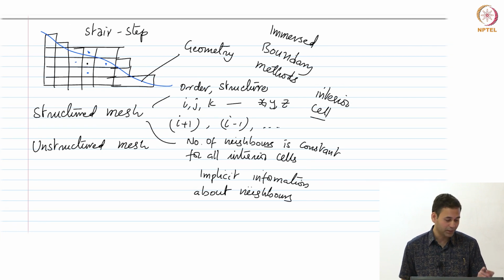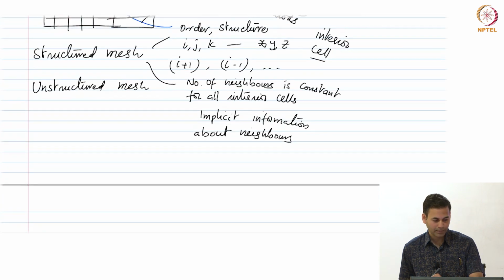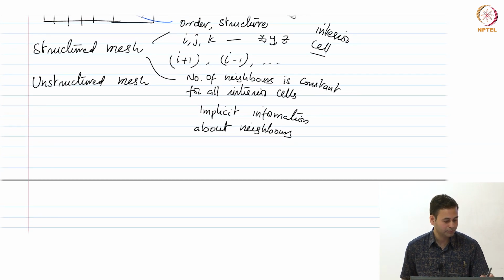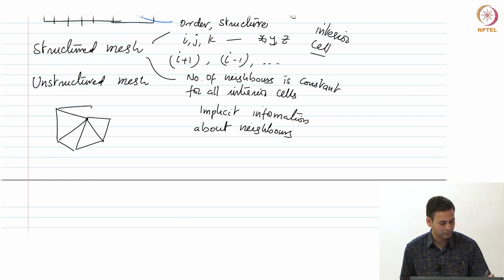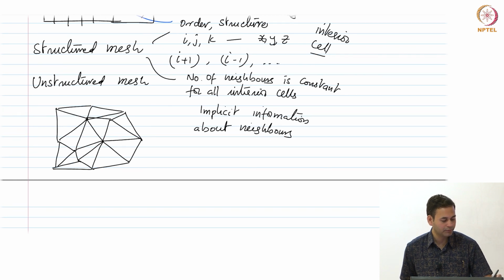Okay, that is already there in structured mesh. Now, of course, unstructured mesh does not have these features. So, if I were to draw an unstructured mesh, I would draw it like this, okay, and so on. I have used triangles to discretize this particular solution domain. So, this is an unstructured mesh, right.